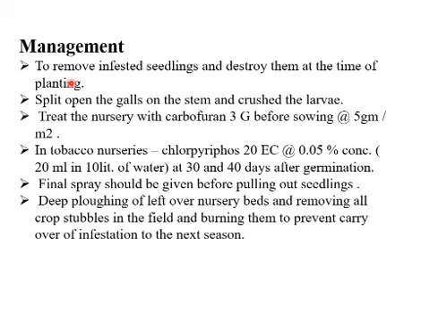Next, if it affects the nursery field, we apply carbofuran 3 grams. In tobacco nurseries, chlorpyrifos 20 EC at the rate of 0.05% concentration at 30 and 40 days after germination is very crucial, and the final spray should be given before pulling out seedlings. Deep ploughing of leftover nursery beds and removing all crop stubbles in the field and burning them prevents carryover of infestation to the next season.